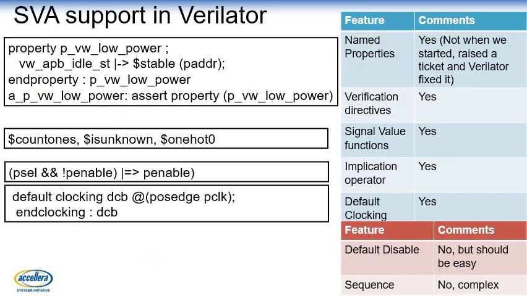So talking briefly about the support itself, again, got to be restrictive as of today. And again, this is something that's growing as we speak. And we do encourage the students who are interested and capable in fixing things in the tool, please do contribute to more support. But you see that the named properties are there, signal value functions are already available, the and implication operators are supported, default clocking is supported, a bunch of them.